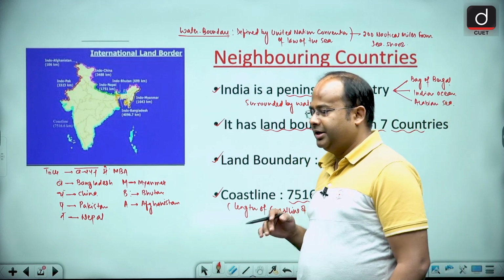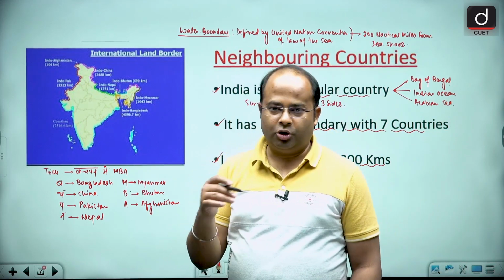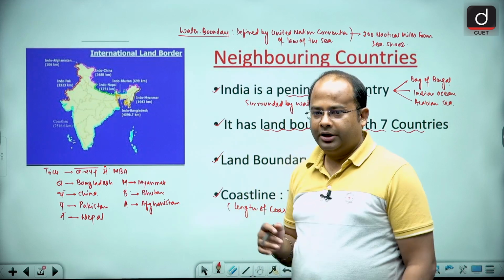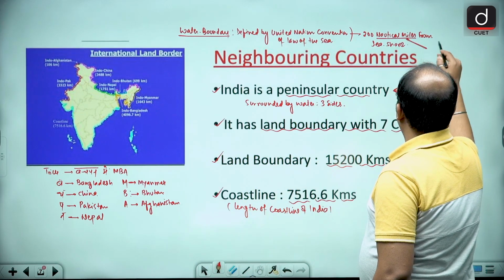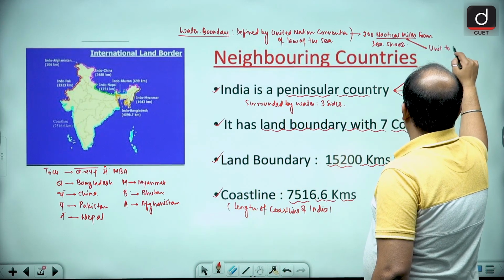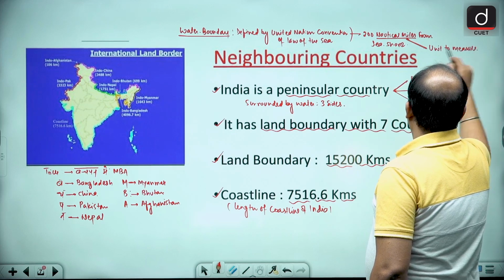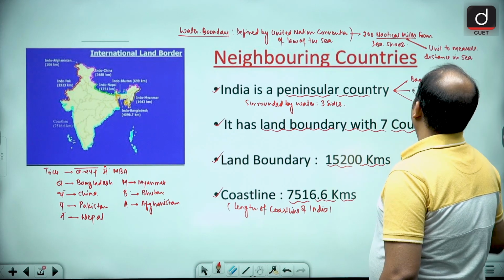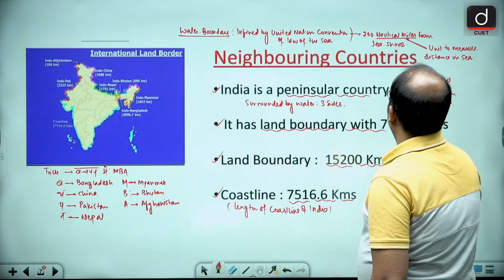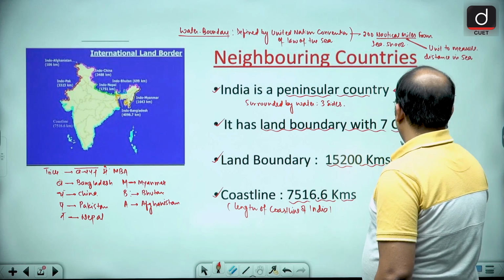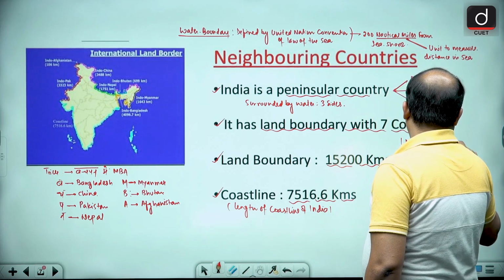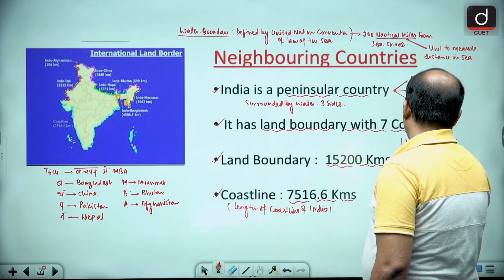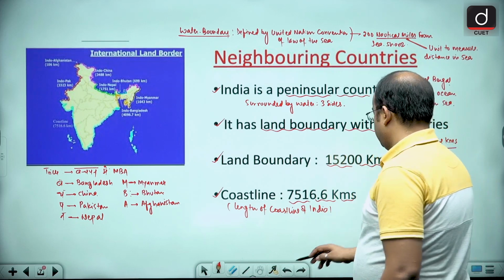So from where the sea is shallow, 200 nautical miles is taken into account. And a nautical mile, guys, is a unit to measure distance in sea. And you will find that 1 nautical mile is equal to 1.852 kilometers.